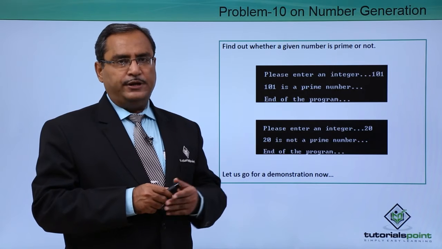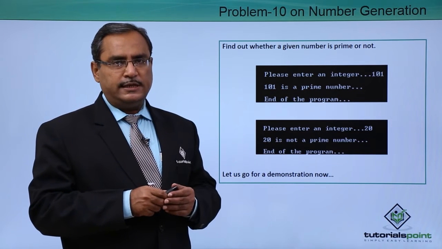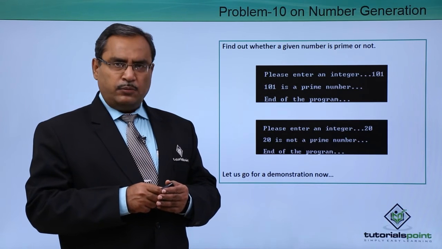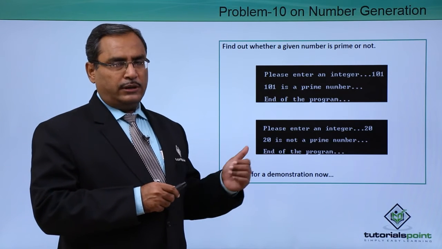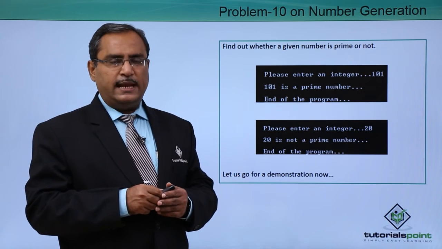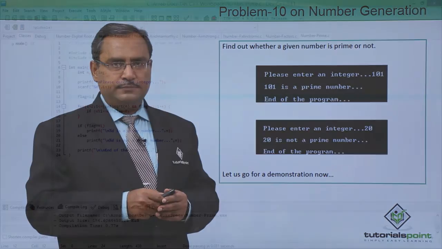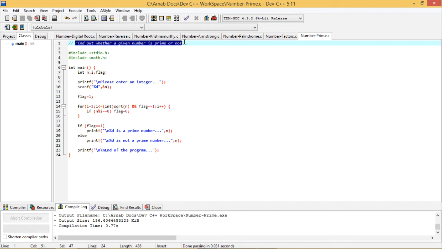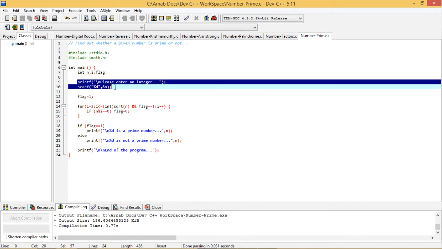From the previous videos on this number generation series, try to solve this problem, getting the concept from there. Otherwise, the practical demonstration for the implementation of this problem in C language follows next. In this program, the assignment is to find out whether a given number is prime or not. We have taken input from the keyboard and the number has been stored in the variable n.